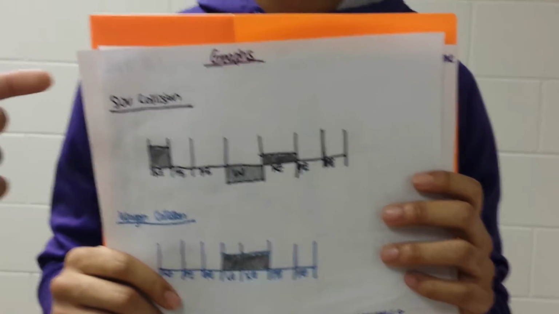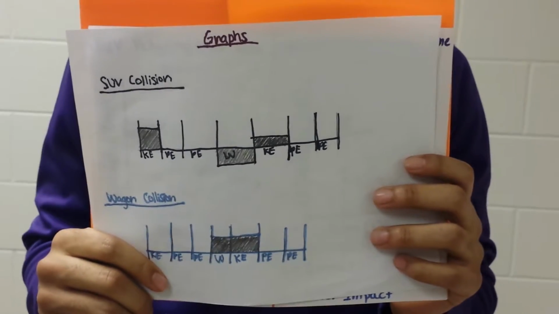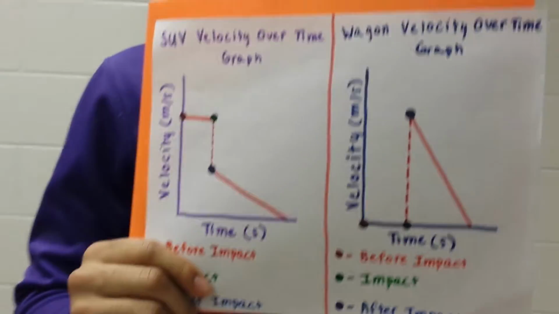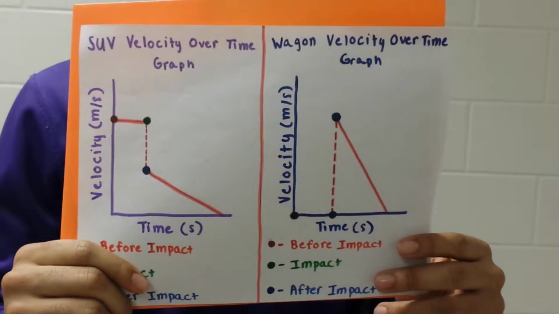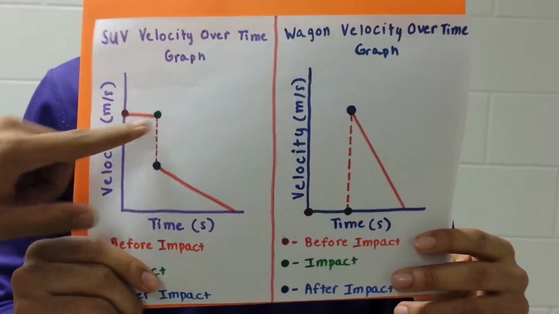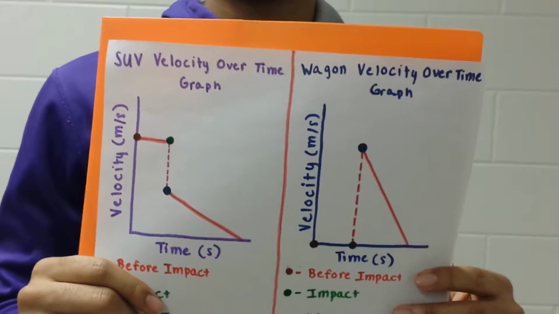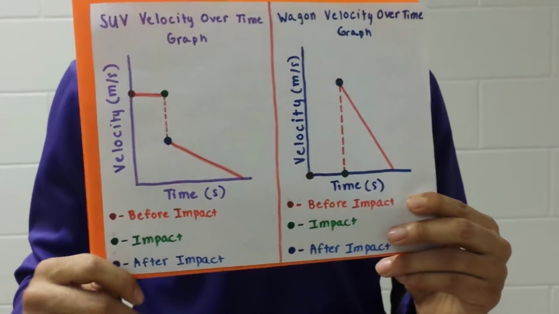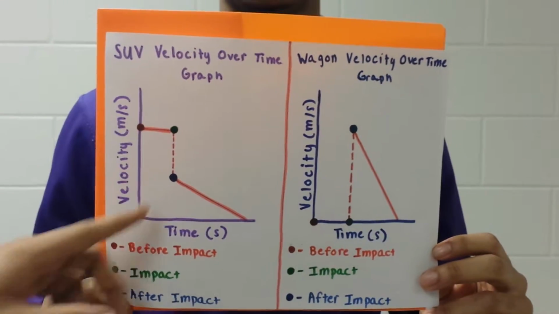This graph represents the work-energy diagram of the SUV and wagon during the collision. This graph right here represents the velocity-time graph, where the green dot represents the time of the impact, and the blue dot represents the velocity after the cars collided, which is obviously showing them decreasing.